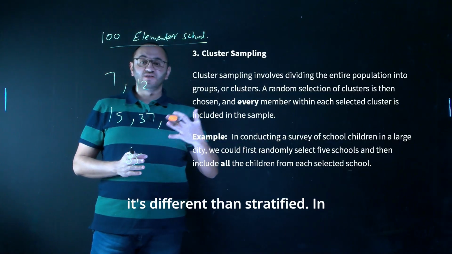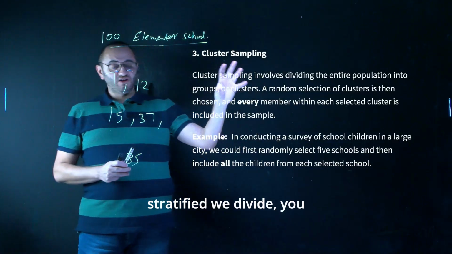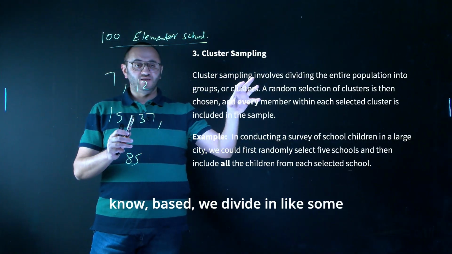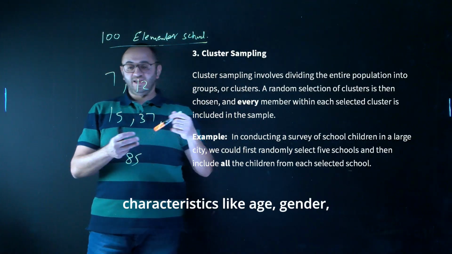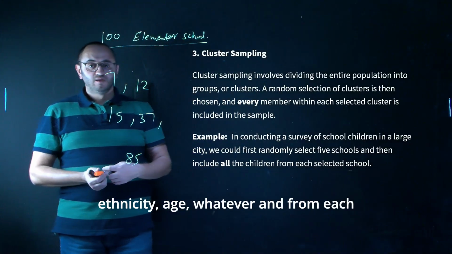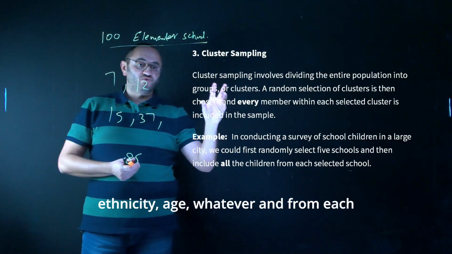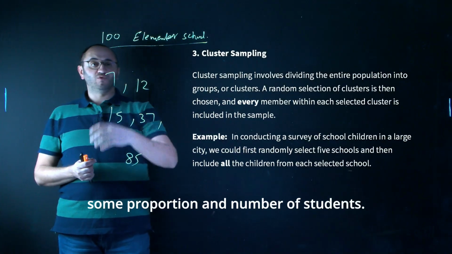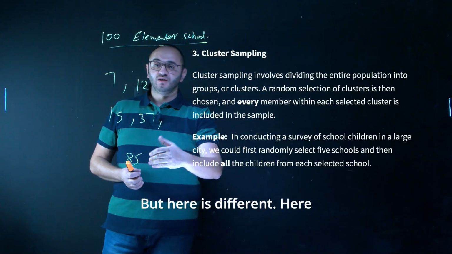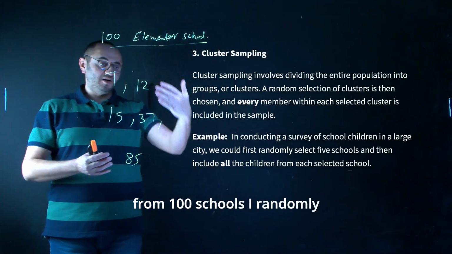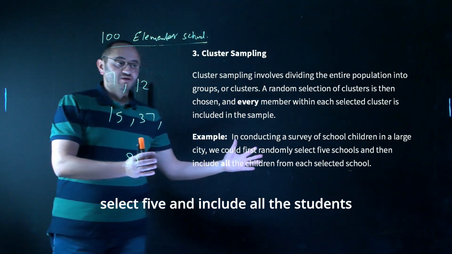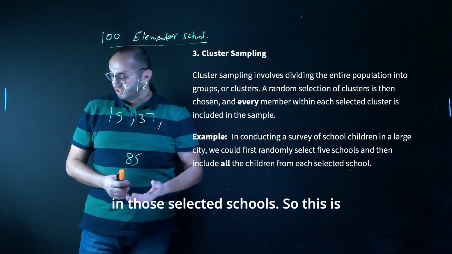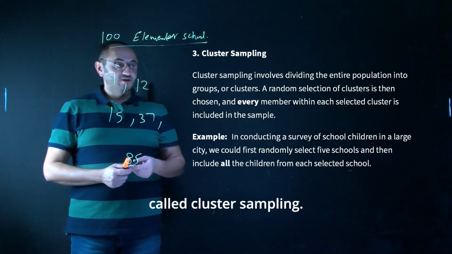It's different than stratified. In stratified, we divide based on some characteristics like age, gender, ethnicity, whatever, and from each subgroup I have to select some proportional number of students. But here is different. Here from 100 schools, I randomly select 5 and include all the students in those selected schools. So this is called cluster sampling.